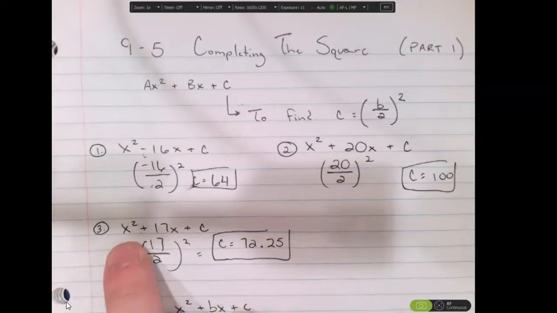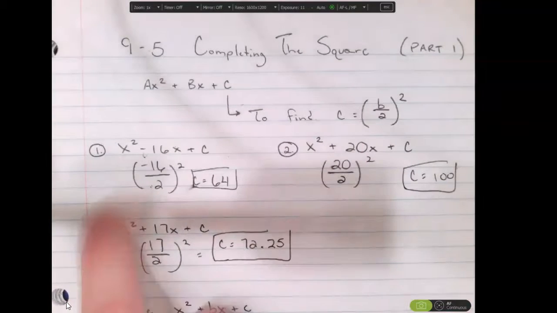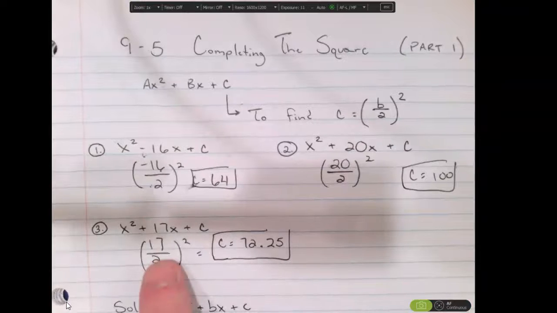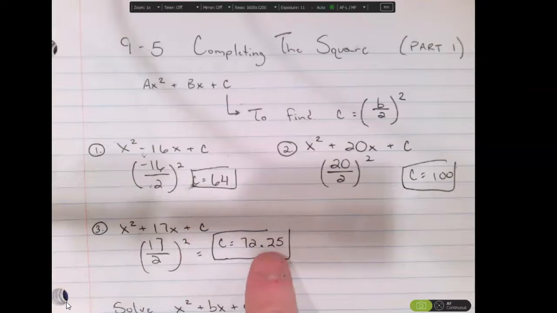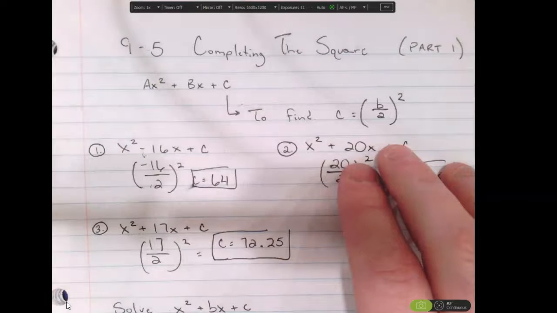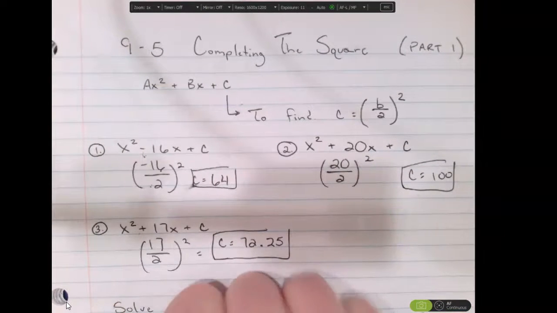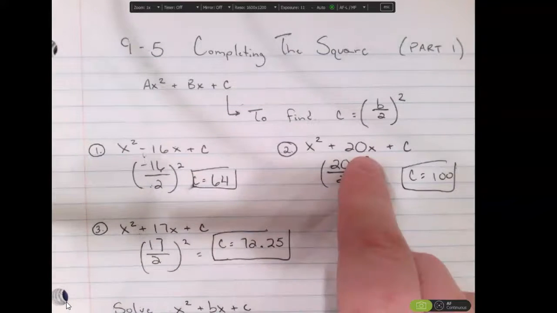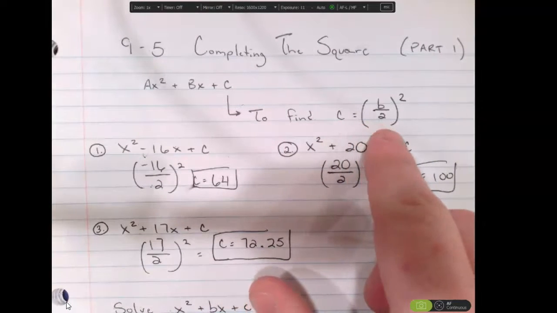Number 3, x squared plus 17x plus c. Same thing like we did on numbers 1 and 2. Take b, it's 17, divide that by 2. 8.5, take 8.5 squared, 72.25. Very repetitive. So this was the opener to this lesson here. You wanted to go find c by using this formula: c is equal to b divided by 2 squared.